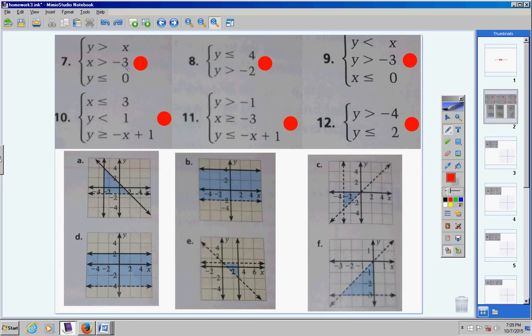So, x is greater than -3. Do I see that anywhere? I see one here, but not here. So number 7, I see x is greater than -3. X is greater than -3. Notice one's going to be solid. Do you see that? And one's going to be dotted. Do you see that? So let's go through and circle the ones that have a vertical line going up and down through -3. This one does.